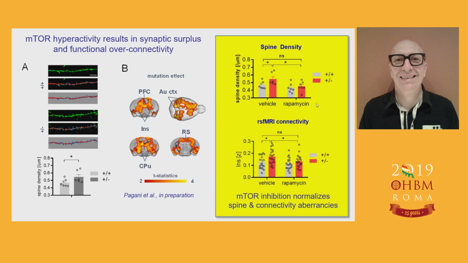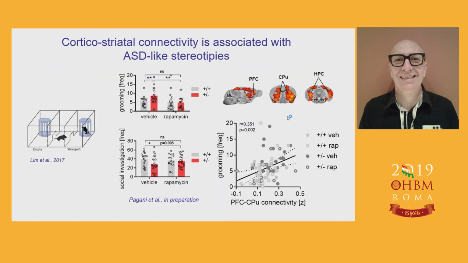And when we do that, we normalize both spine density and connectivity, which is then establishing a link between these two phenomena. And so far, so good, so it's quite exciting. There's another interesting thing that we found: these changes are behaviorally relevant, because we found that corticostriatal connectivity is in fact associated with autism-like stereotypies in the mouse, so it's another sanity check, if you like. It makes all sense. But what about humans?